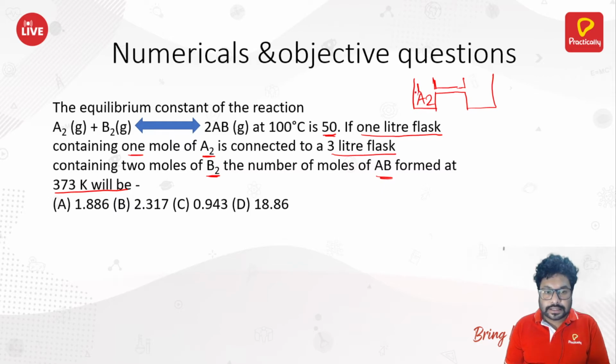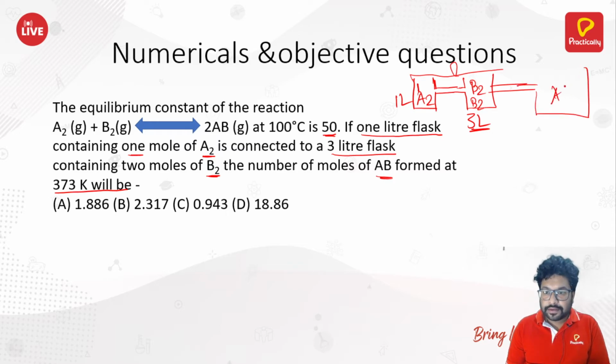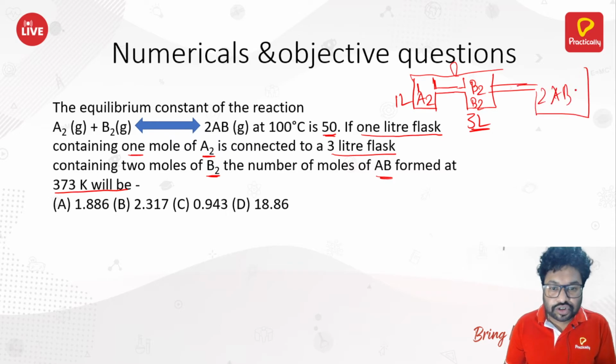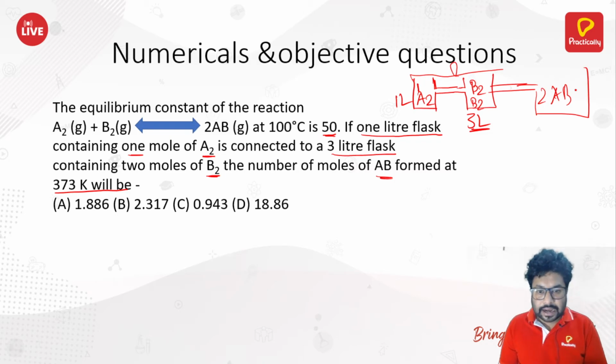See, this is a 1 liter flask. And this is a 3 liter flask. So we have a 1 liter flask containing 1 mole of A2 and a 3 liter flask containing 2 moles of B2, right? So that is how they would react. And while reacting, they give you AB. That is what the whole question is about. Now they're asking: the number of moles of AB formed.